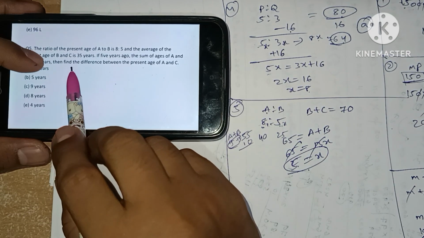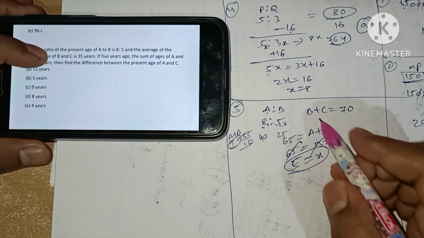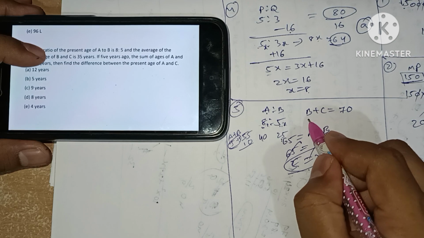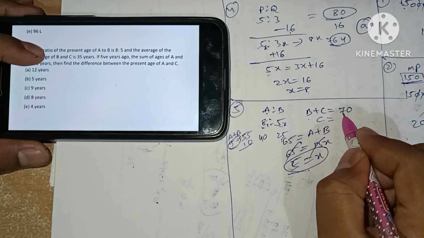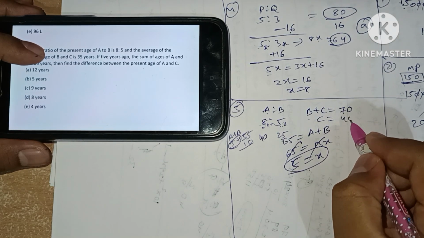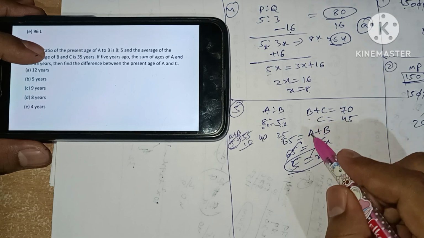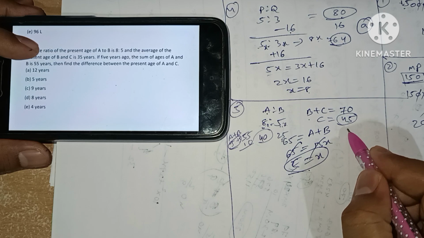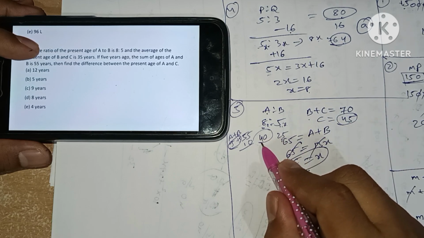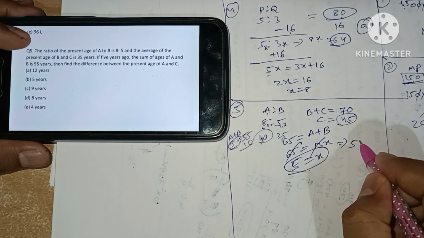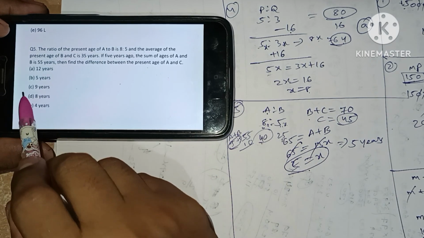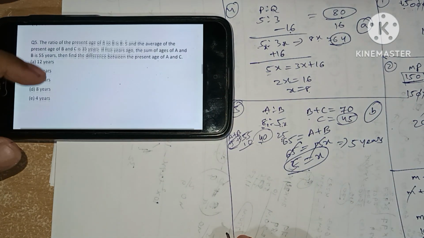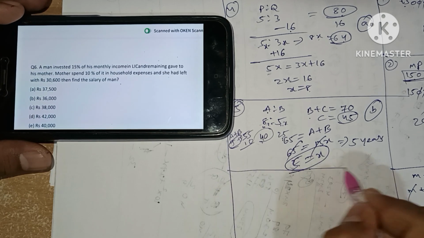The question asked is to find the difference between A and C. Here B is 25, so C value will be 70 minus 25, which will be 45. So the difference between A and C: here it is 45 and here it is 40. So the difference between these two is 5. Option B is our answer. Got B again. Okay, let's see question number 6.